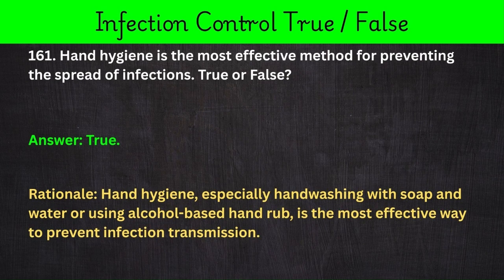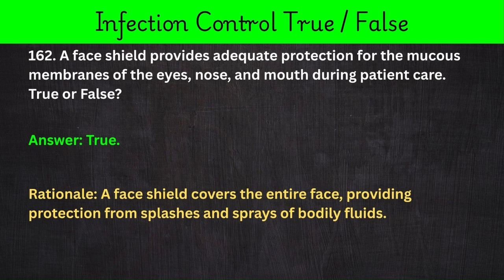161. Hand hygiene is the most effective method for preventing the spread of infections. True or false? Answer: true. Rationale: hand hygiene, especially hand washing with soap and water or using alcohol-based hand rub, is the most effective way to prevent infection transmission.